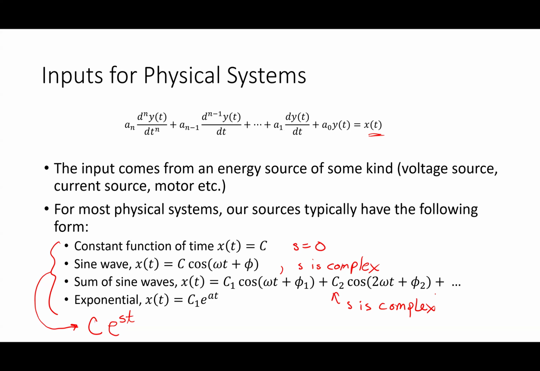When I say s is complex, what am I doing with this guy? I'm saying that if x of t is equal to C cosine omega t plus phi, I'm saying that can be thought of as what? How am I thinking of that guy? If I have a cosine, it's the real part of what?